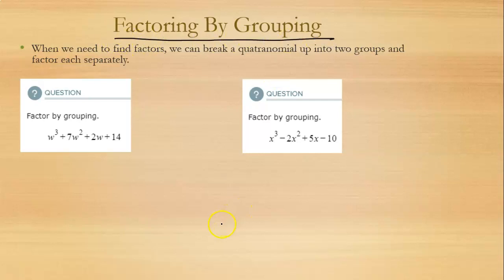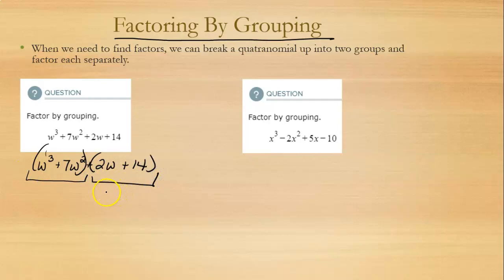New topic, factoring by grouping. When we need to find factors, we can break a quaternomial up into 2 groups and factor each one separately. So what we've got here is a set of 4 terms. We've got w to the third plus 7w squared plus 2w plus 14, and I'm going to split it into groups. Just like that. What I'm now doing is finding the GCF of each group separately.